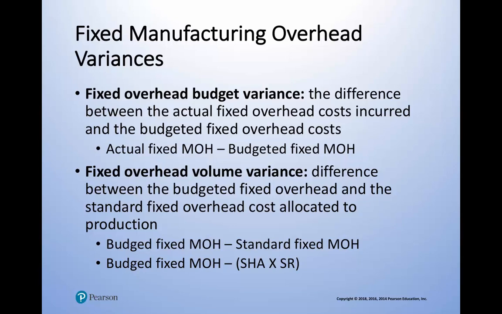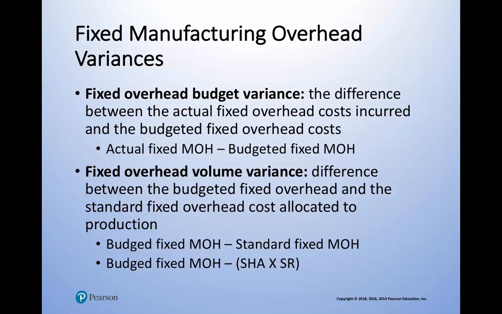But just know we have our fixed overhead budget variance. It's our actual fixed manufacturing overhead minus our budgeted fixed manufacturing overhead. And then we have our fixed overhead volume variance, which is the difference between the budgeted fixed overhead and the standard fixed overhead cost allocated to production. So there's our 2 variances, and you can see they don't even have the 3 variable setup.